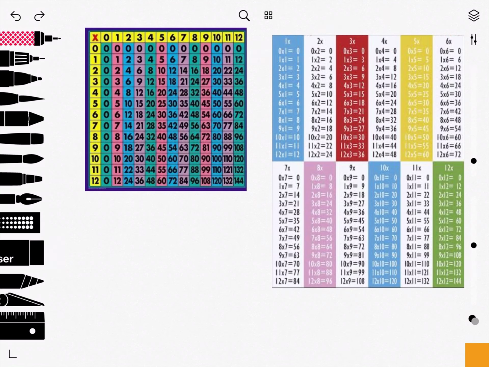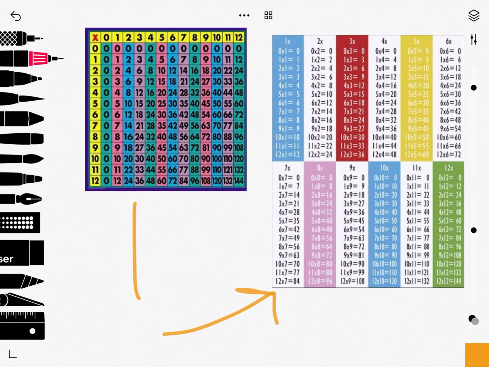Well, there are ways to look at times tables. One of them might be shown to you in school like this, or might be shown to you like this. They both are the same. Alright, today we'll be looking up to the 4 times tables.